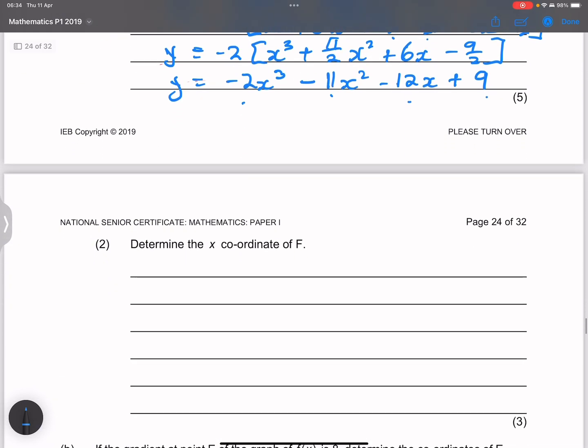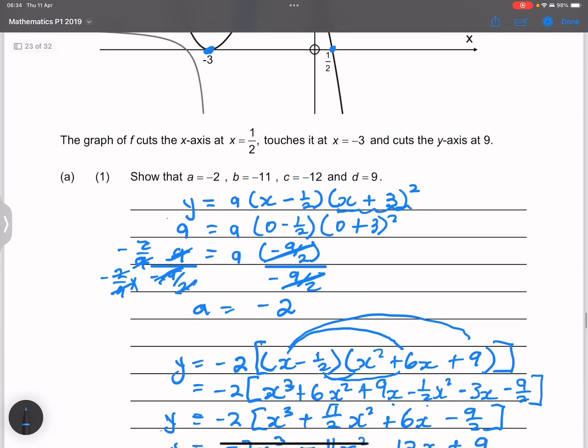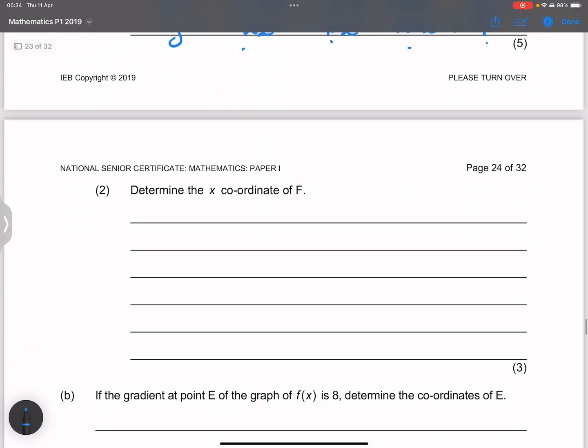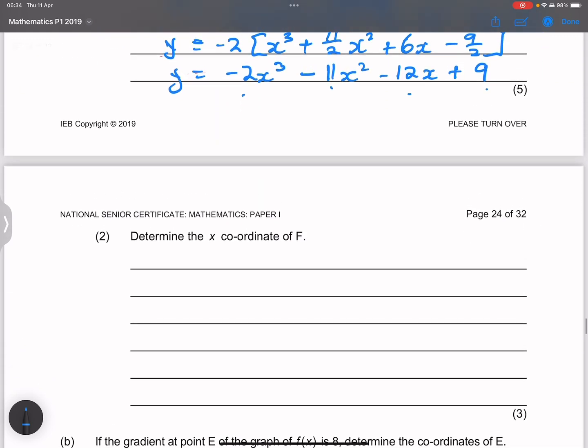Right. Now they say determine the x-coordinate of F. So remember what F is. They said that's the point of inflection. So what we do, we're going to take f prime of x, right? Remember, for the point of inflection. In fact, I'm going to show you even another way of getting that point of inflection. That's the midpoint of the x values of your turning points, right? But what you can do traditionally, we say we take the double derivative and make it equal to 0.